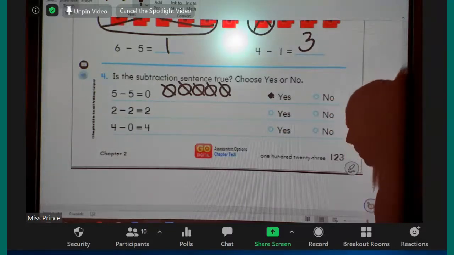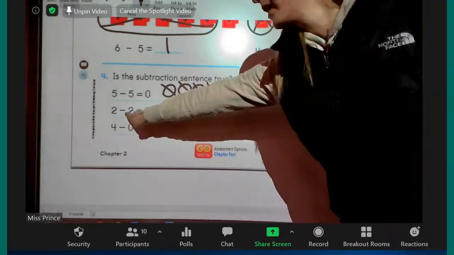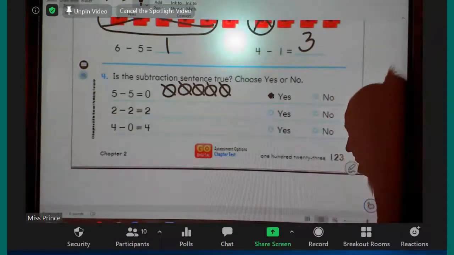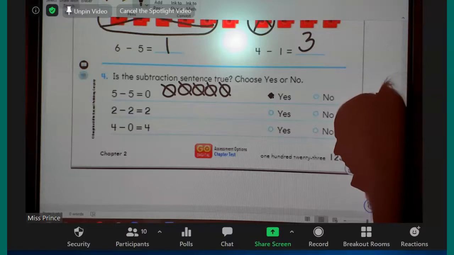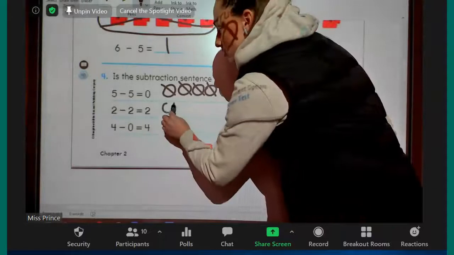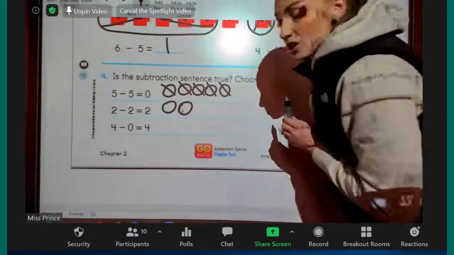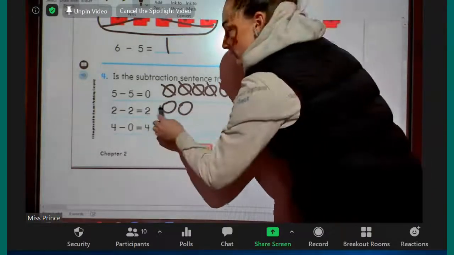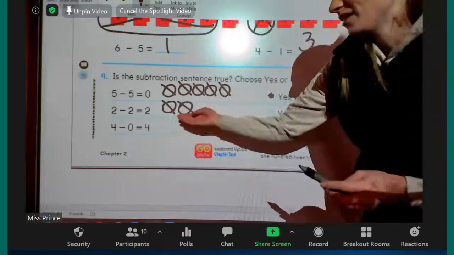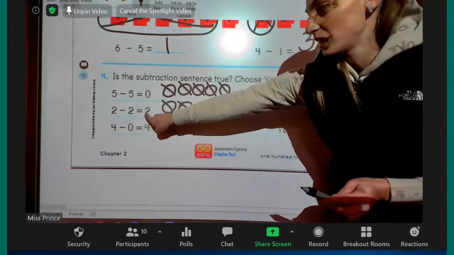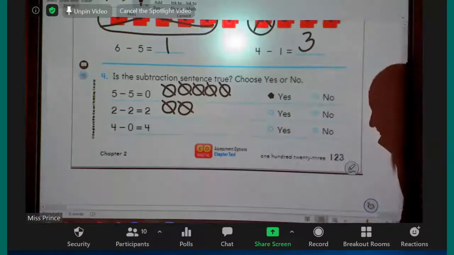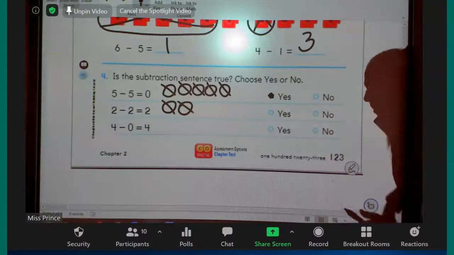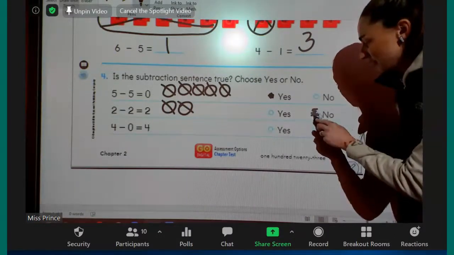Okay, Sophia, you're going to help me with number 2 right here. And it says 2 take away 2 equals 2. No, it equals 0. It does equal 0. Nice job. And we're going to show that right here. If I have 2 and I take away 2, I don't have any left over, and that's saying that it equals 2. So is that true? No. So we choose the no circle. That's not true.